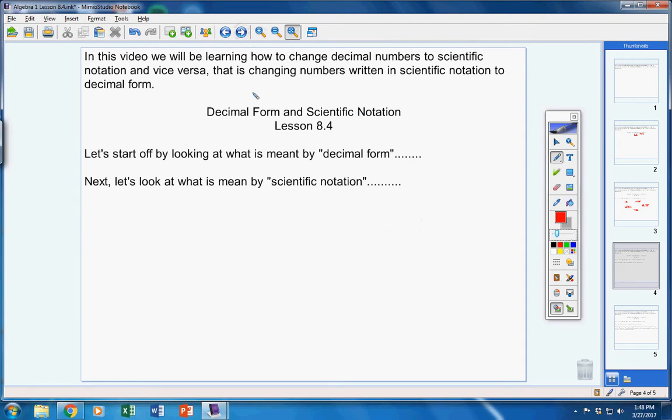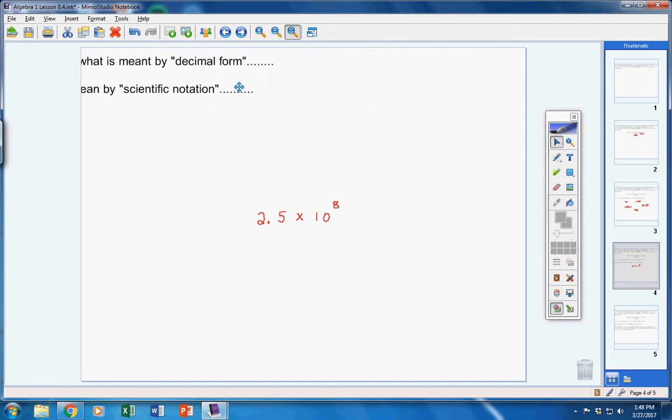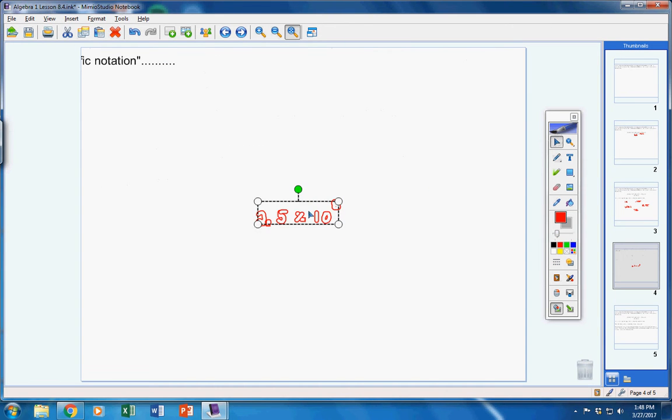Now, what is meant by scientific notation? Now, this gets really interesting, so please take some really good notes. I want you to write down 2.5, then put times, then put 10, and then put an 8 right here. Alright, write that in your notes, please, would you? And now let's take some really good notes here.